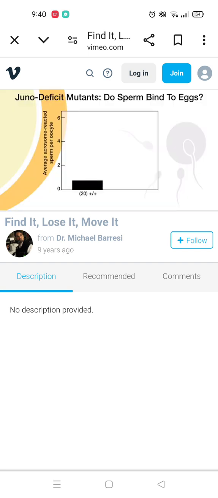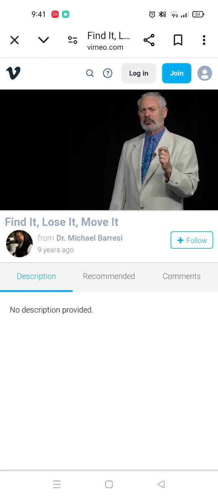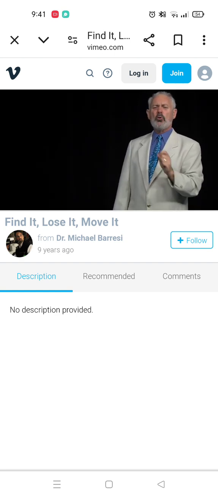Then there's lose it again. We can make mutants which lack the Juno protein, and we can ask, do sperm bind to eggs that lack the Juno protein? And the answer is not very well. There's some nonspecific binding, but for the most part, you need Juno to have sperm-egg binding in mammals. So that's another piece of lose it evidence. What about move it evidence?